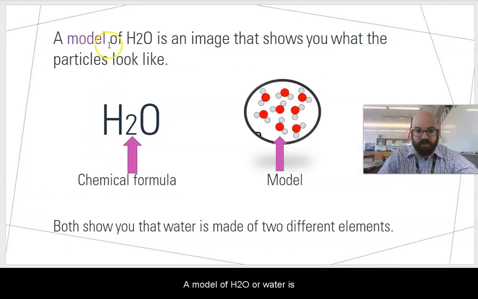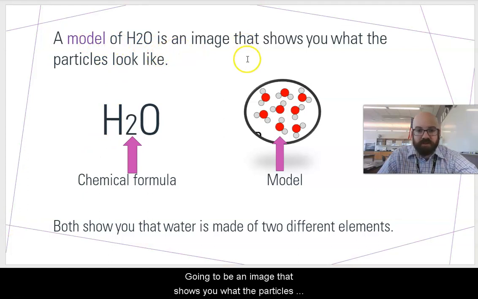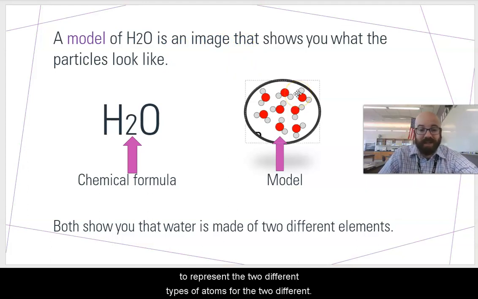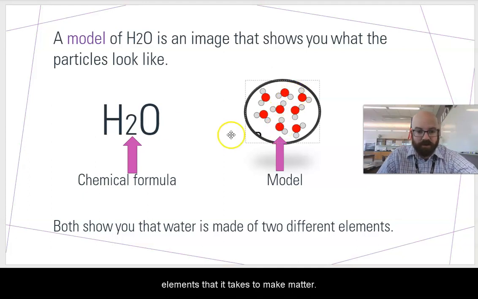A model of H2O, or water, is going to be an image that shows you what the particles look like. They're often used with different colors. So you might see 2 different colors to represent the 2 different types of atoms, or the 2 different elements that it takes to make water.